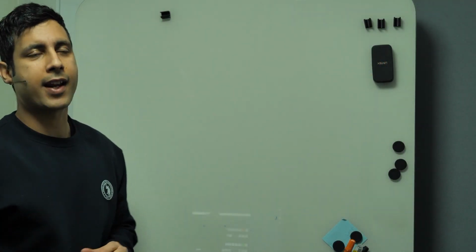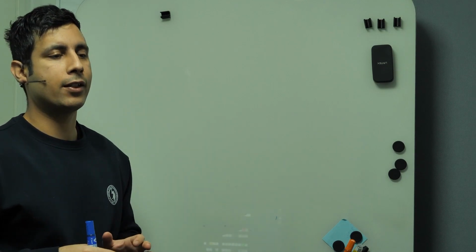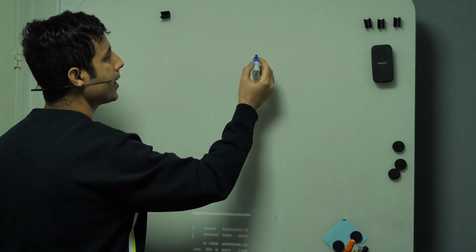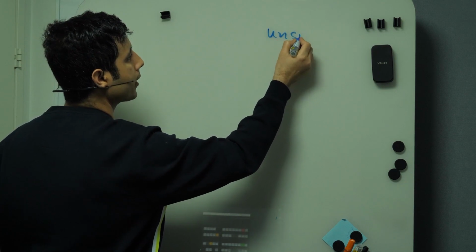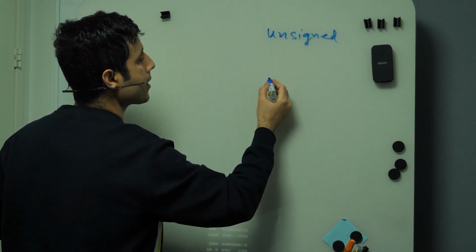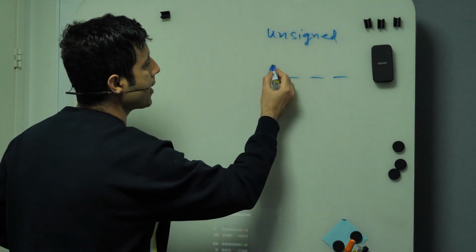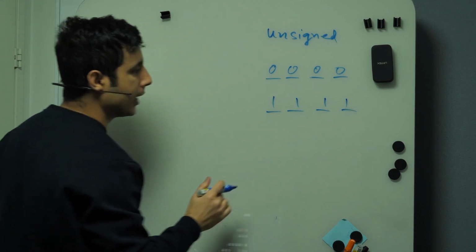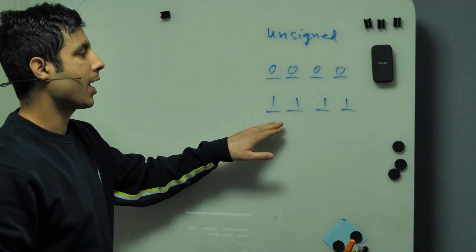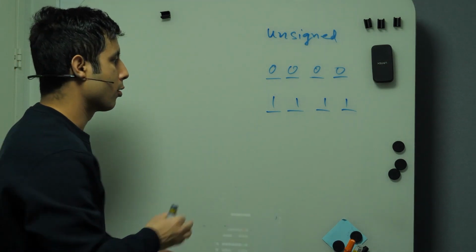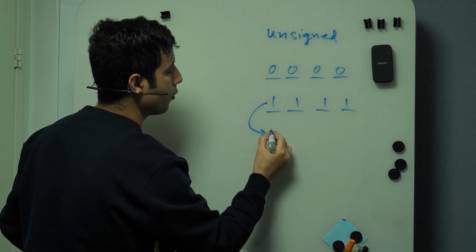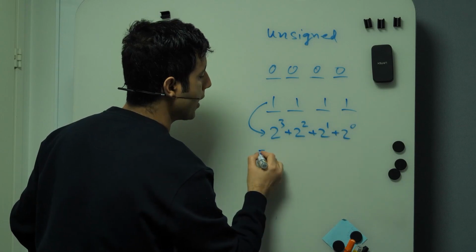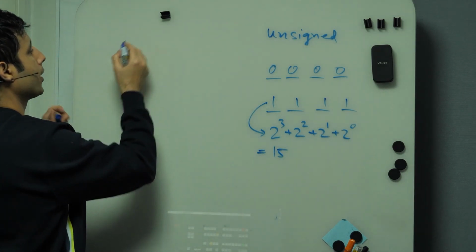Let's check the possible range of values signed encoding can have for 4 bits. Say for unsigned encoding, let's write unsigned here. For 4 bits, the least value could be 0 0 0 0, and the most value can be 1 1 1 1. The reason for that is that each bit actually has a positive weight. So this one would be 2 raised to the power 3 plus 2 raised to the power 2 plus 2 raised to the power 1 plus 2 raised to the power 0, and that is 15.